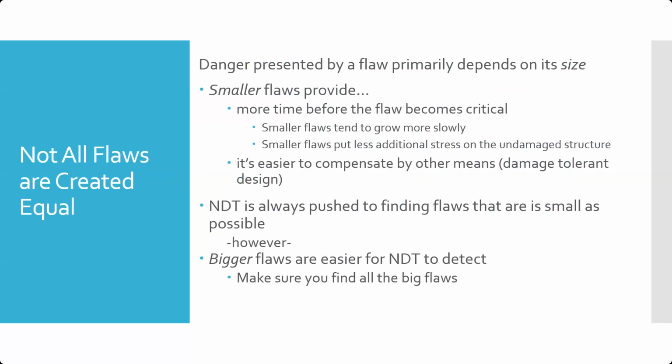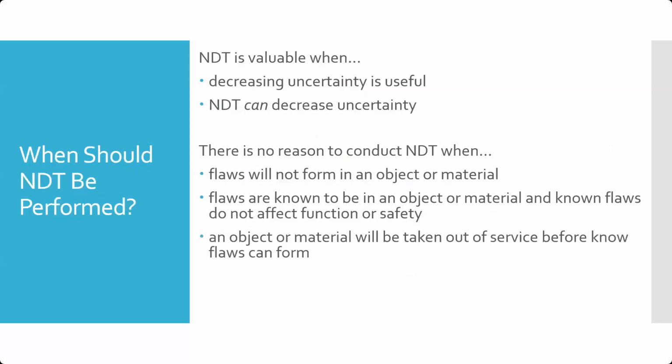And the biggest one there is damage tolerant design. There is a certain amount of expectation, a fuselage or a spar or other components are designed in such a way that, if there is some material beginning to fail in a small way, it's not going to instantly or immediately cause a catastrophic failure. But NDT is always pushed, and research takes place to find the flaws that are as small as possible. However, bigger flaws are easier for NDT to detect and to detect reliably. So we have to make sure we find those big flaws, especially those that are right around the critical level.